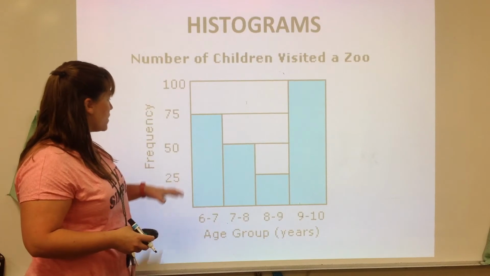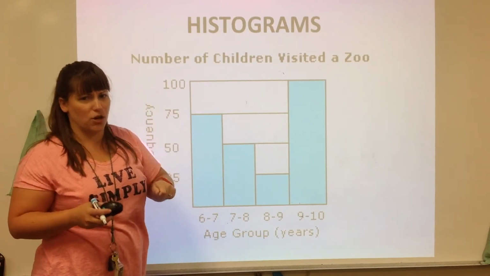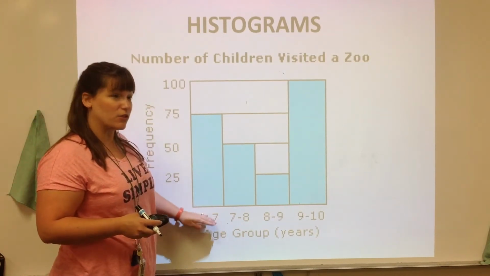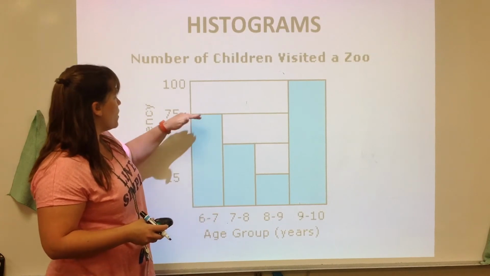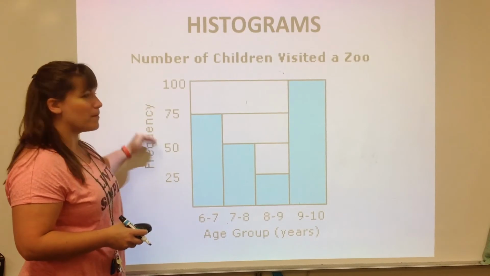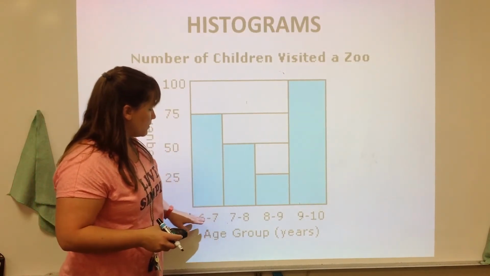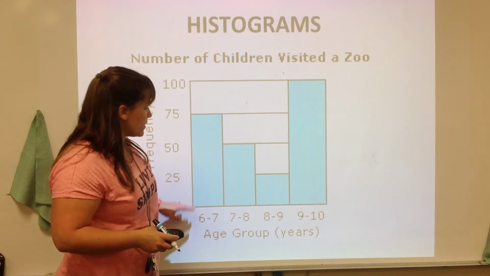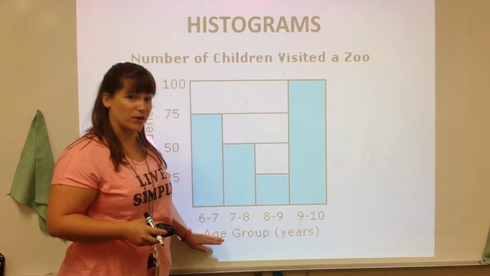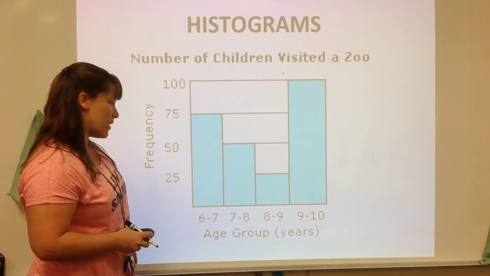And so what they have done is they've kept track of how many kids walked into this zoo, and they kept a tally chart. And with that tally chart, they were able to say 75 of the 6 to 7-year-olds walked into that zoo. So this was the frequency of how many students actually went and visited. And you can see the difference, again, no gaps here, and there's a range down here as far as the scale of the topic of this bottom part of the graph.